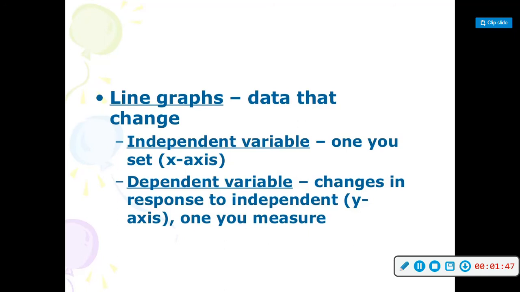So you first have line graphs, and that's data that changes over time or variable. So you have an independent variable and a dependent variable. Typically your dependent variable is going to be put on the y-axis and your independent variable is going to be put on the x-axis. So if you're measuring something over a given amount of time, your independent variable is going to be time, and your dependent variable is going to be what you are measuring.